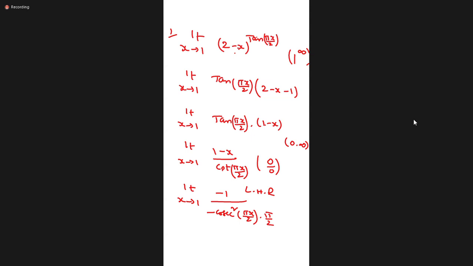Cot derivative means minus cosecant square. Inside the bracket pi x by 2, x derivative 1, so pi by 2 will come out. Now 1 cancel, minus minus cancel. If you write x as 1 now, cosecant pi by 2 is 1 by sin pi by 2, which is 1. So your answer is 1 by pi by 2, that is 2 by pi. I told you, don't forget, last you have to write e power.